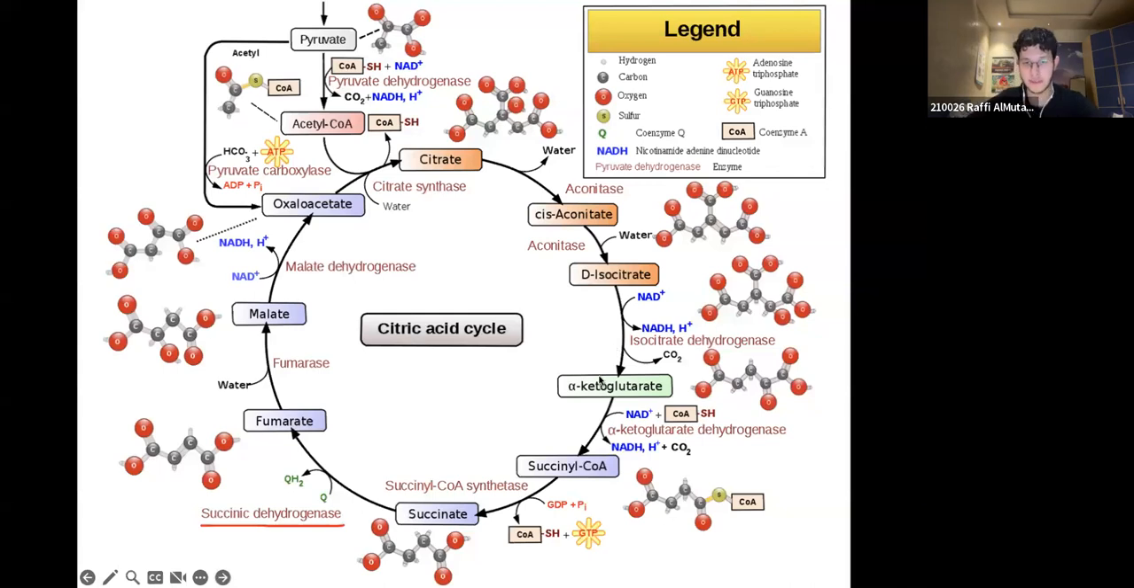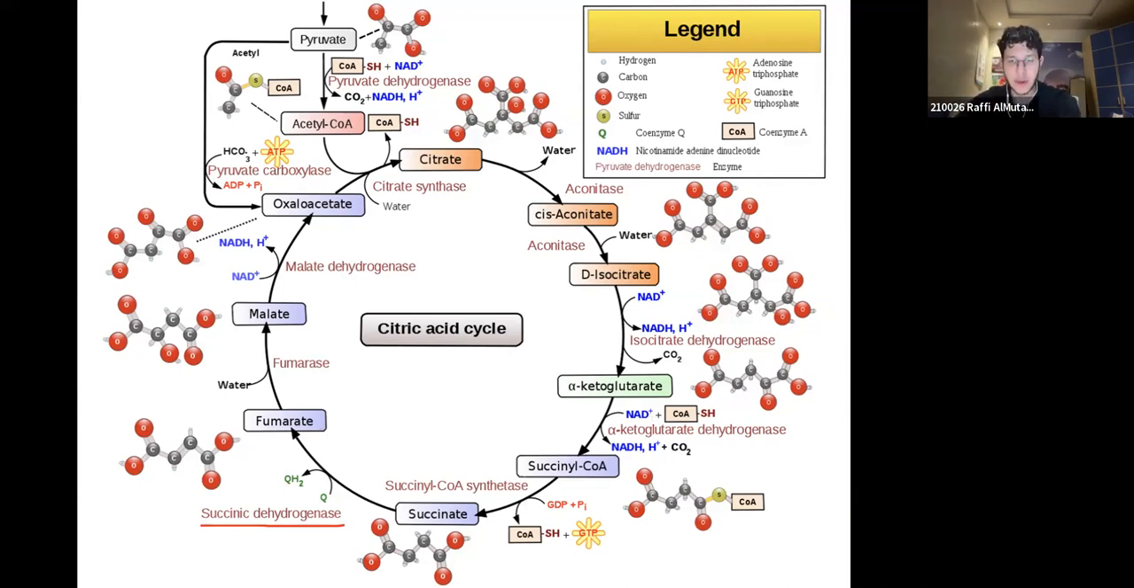Alpha ketoglutarate is dehydrogenated to succinyl-CoA. This step also makes NADH, H, and CO2. So the dehydrogenases, for the most part, by the way, kind of do the same thing. They're inhibited by the same enzymes for the most part. All right. There are slight exceptions.